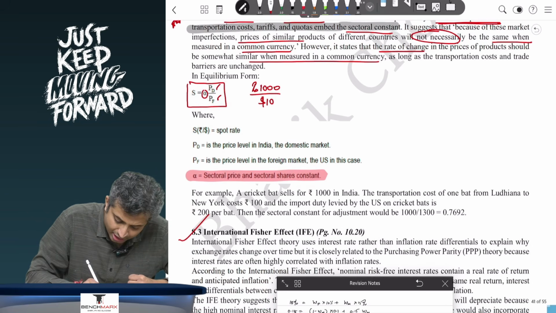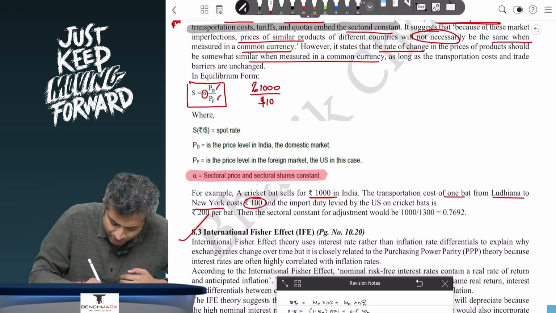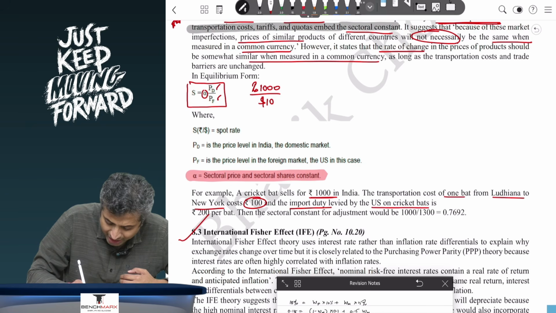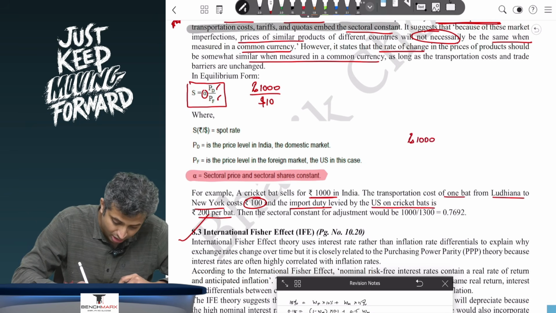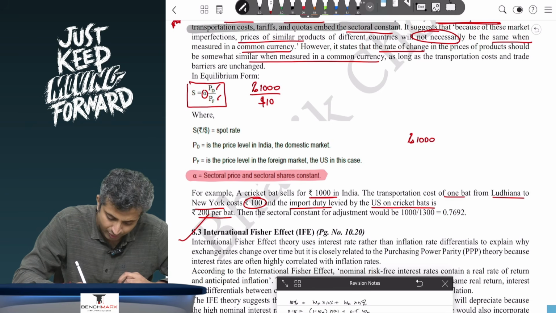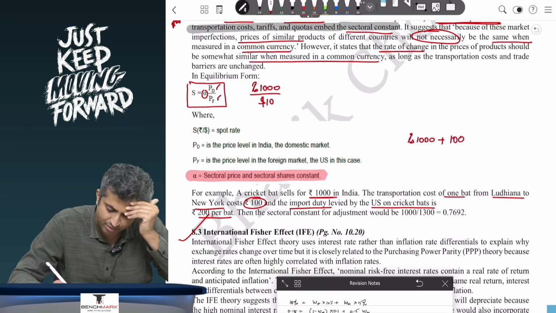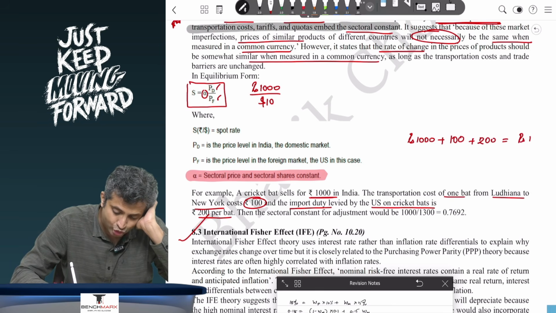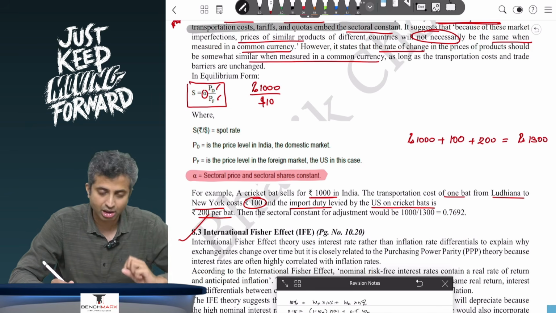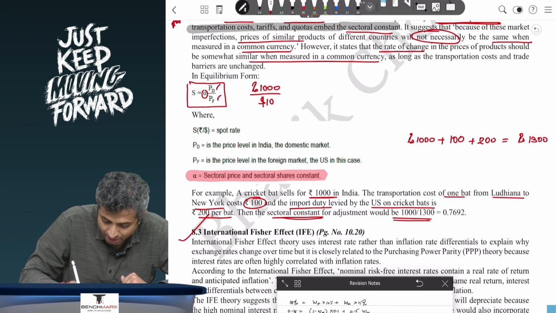It is a sectoral adjustment. Like, a cricket bat sells in India for 1000, the transportation cost of one bat from Ludhiana to New York costs 100 rupees, and the import duty levied by the US on cricket bats is 200. That means the effective price in the US is not 1000, it is 1000 plus 100 for transportation, plus effectively 200 of duties that need to be paid, and hence the actual comparable to the Indian price is 1300. A sectoral constant, if I have to calculate, would be 1000 by 1300, and hence 0.762.